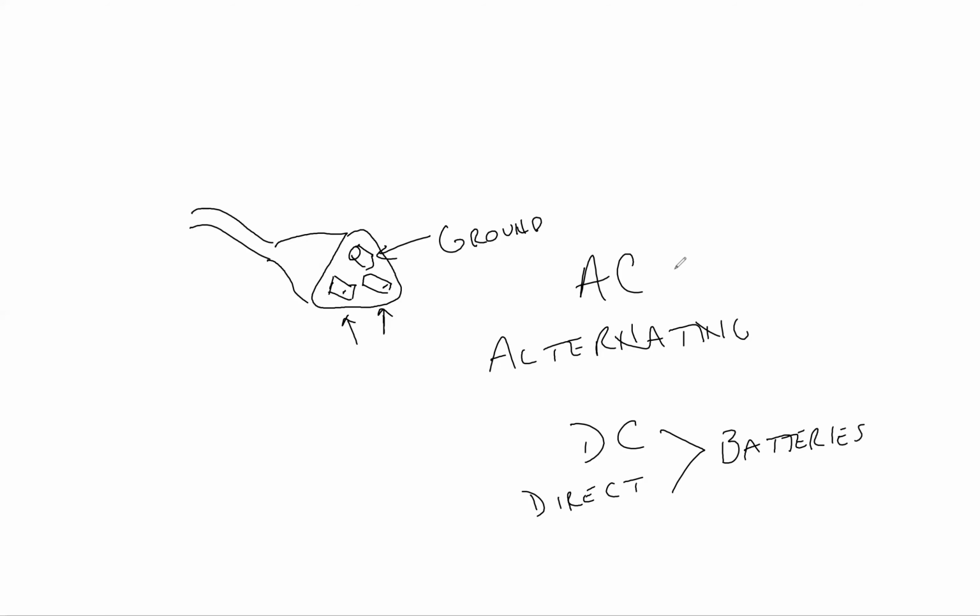Okay, AC is what you get from generators, and we'll talk about how that works in a little bit. Now what does it mean by direct current? Direct current means it only flows in one direction.